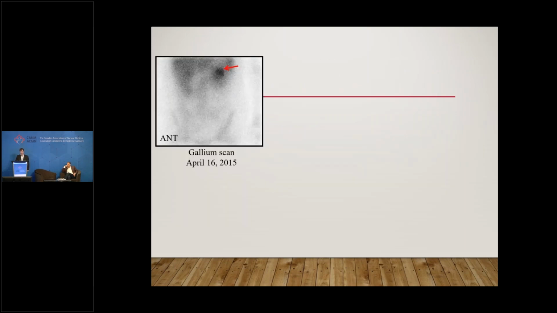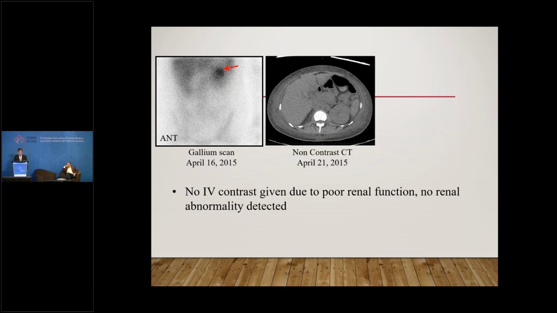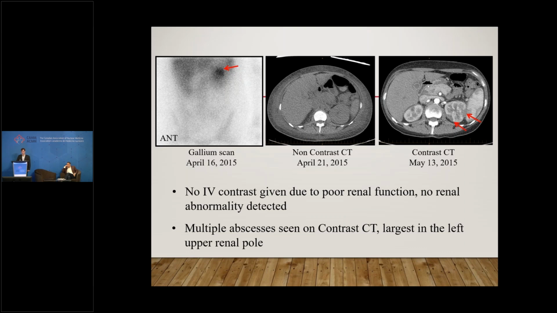So these are the anterior images that were done on April 16. This is the non-contrast CT. It did not show any abnormality. A repeat CT that was done on May 13, this time with IV contrast, showed multiple abscesses in the kidney, and the largest was in the left upper pole. Well, this was actually biopsied, and it was an active fungal infection. So the gallium images were the first modality to detect active infection in that case.